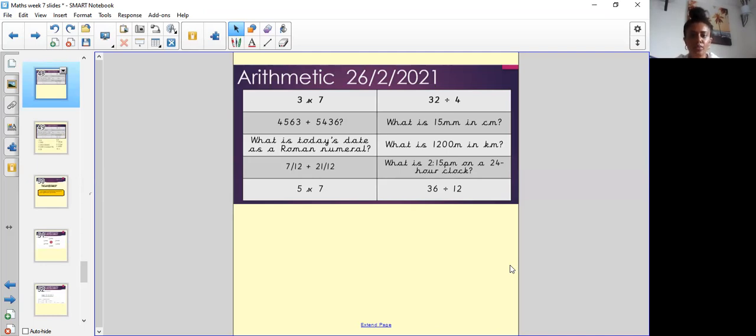4,563 add 5,436. Number 3, what is today's date as a Roman numeral? Number 4, 7 over 12 add 21 over 12. Number 5, 5 times 7. Number 6, 32 divided by 4. Number 7, what is 15 millimeters in centimeters? Number 8, what is 1,200 meters in kilometers? Number 9, what is 2:15 p.m. on a 24-hour clock? And number 10, 36 divided by 12.